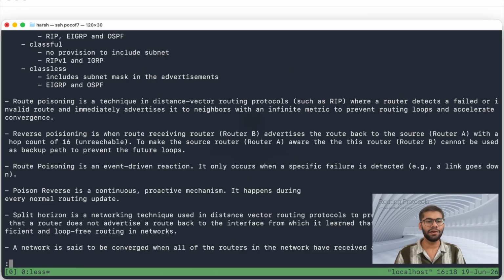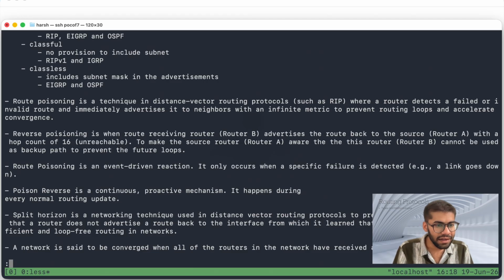One more thing that I want to add: route poisoning, which we discussed earlier, is an event driven reaction, an event of failure. For example, the external link fails. It may be a cable fault or port fault, or maybe the neighbor router has failed. So it only occurs when a specific failure is detected, for example, a link goes down due to any number of causes. And poison reverse is a continuous proactive mechanism. Router B has to tell router A in every update that I am not the one that will provide you the route to the external network.